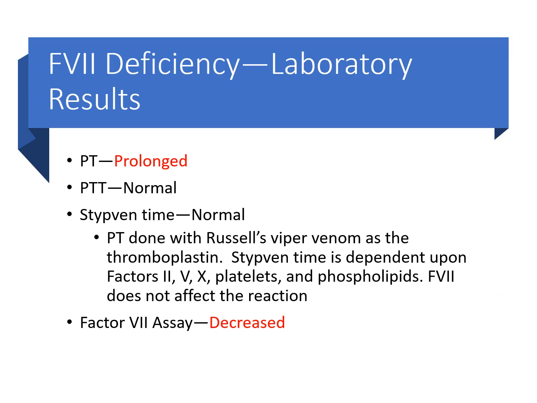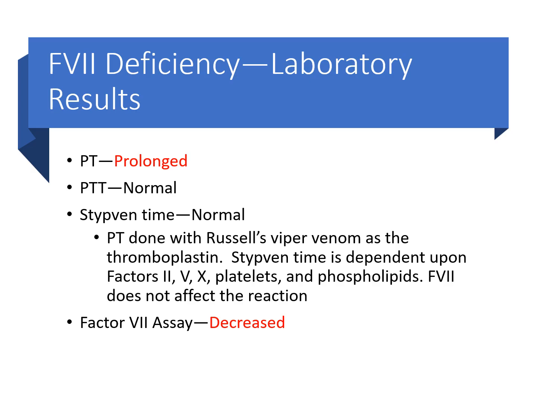Laboratory testing for factor 7 deficiency would look like this. We would do our PT-PTT screen. So our PT would be prolonged, and that's because our factor 7 is associated with that extrinsic pathway. Our PTT would be normal. And we might even do something called a Stypven time. And with a factor 7 deficiency, a Stypven time would be normal.